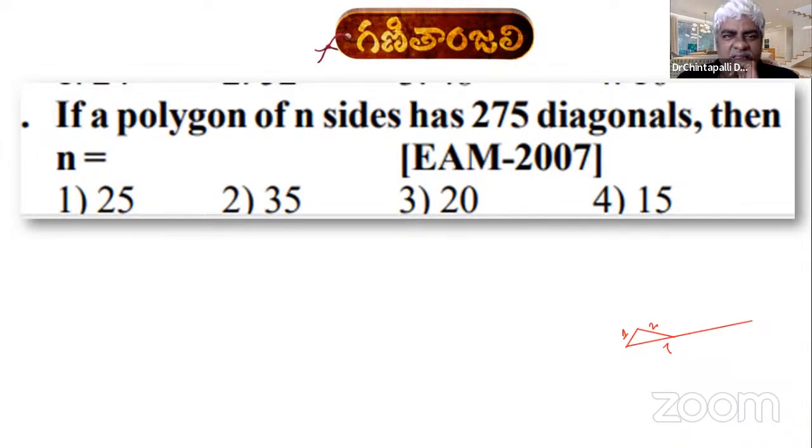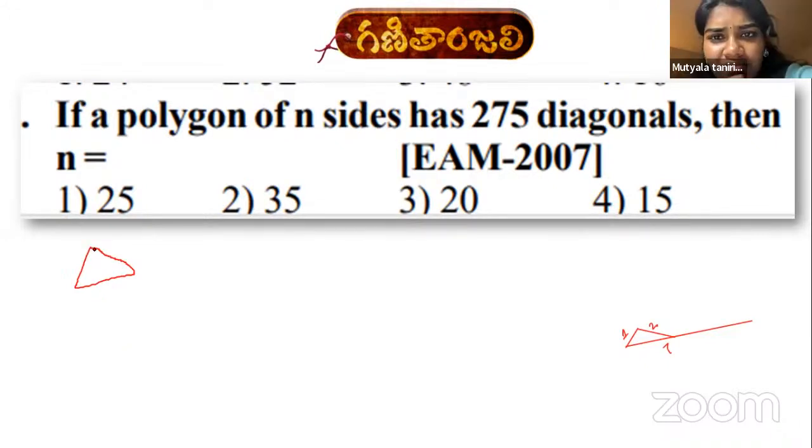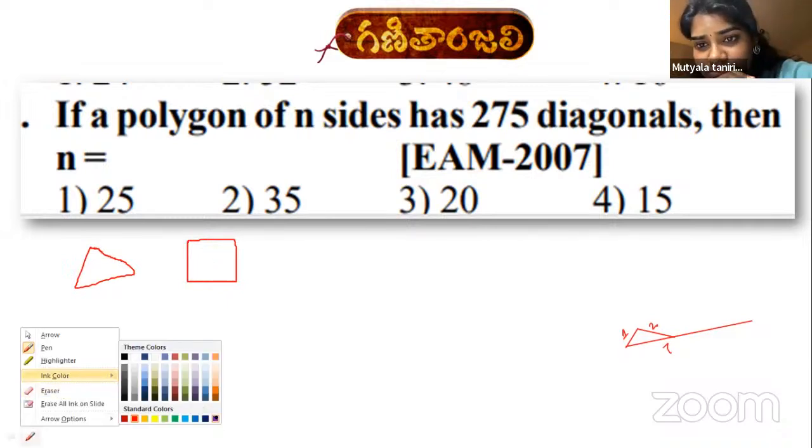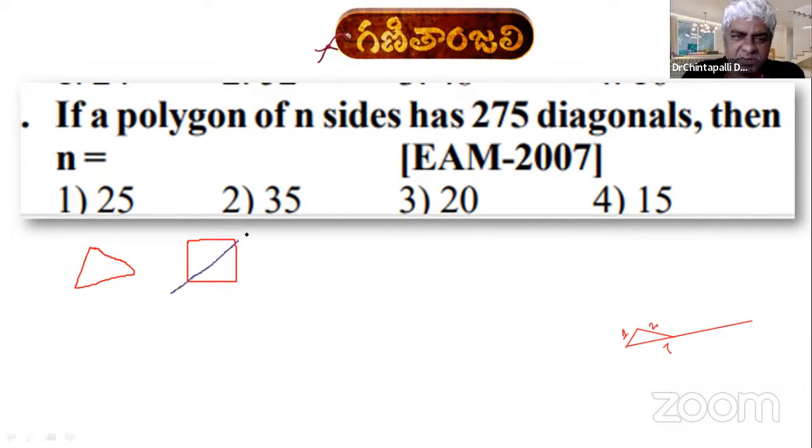Here is a question: if a polygon of n sides has 275 diagonals, then n is equal to? Give an example of a polygon. A triangle is a polygon, yes, sir. How many diagonals does it have? None, sir. What about a square, rectangle, quadrilateral, rhombus, parallelogram, or kite? How many diagonals are there? Two, sir.